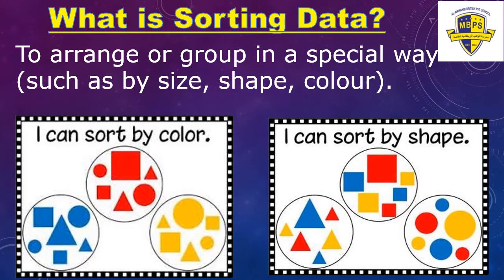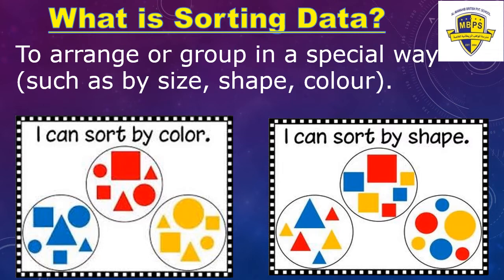Students, if you look at this slide, can you tell me what you find in the pictures that are given? We have two pictures down on the slide. Very good. If you look at the first picture, you can see that there are three circles, and in every circle the color is the same. We have red in one circle, blue in the other circle, and yellow in the third circle. So every circle has the same color, and we have grouped them according to the color.